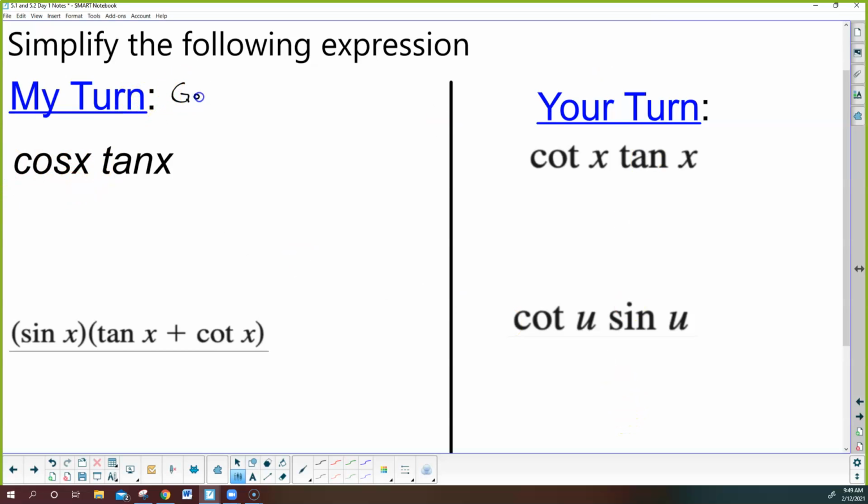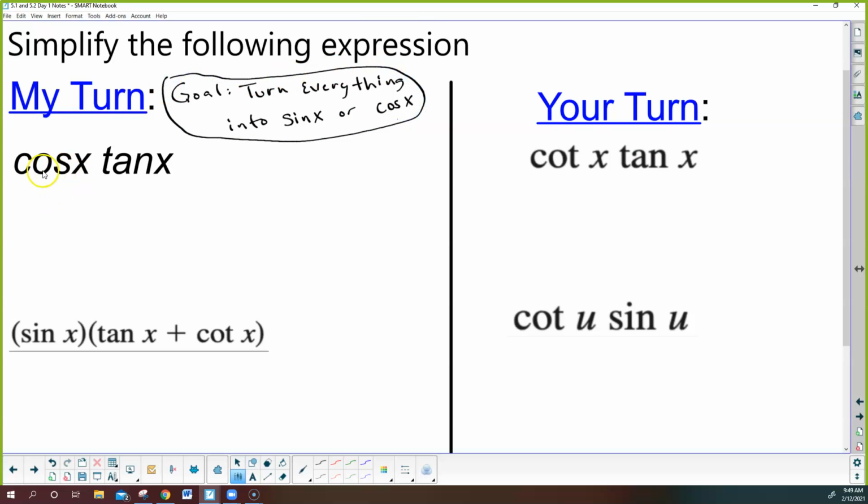By the way, what is our goal? Our goal is to turn everything, if possible, it's not always possible, everything into a sine or a cosine. Okay? And maybe I'll put sine of x because all of these are with x's, but notice it could be a u or a theta. So turn everything into sine of x or cosine of x. That's the goal.